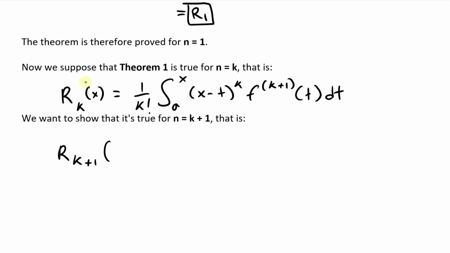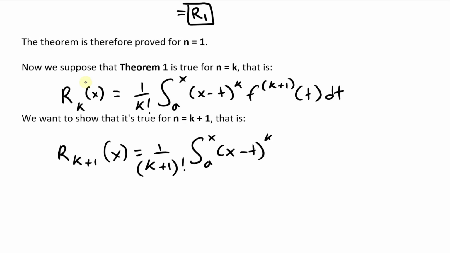R_{k+1} of x is equal to 1 over (k plus 1) factorial, integral from a to x of (x minus t) to the power k plus 1, and move this around, minus t, like that. This is going to be now f^(k+2)(t) dt.